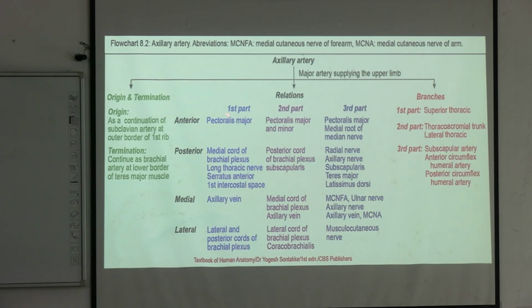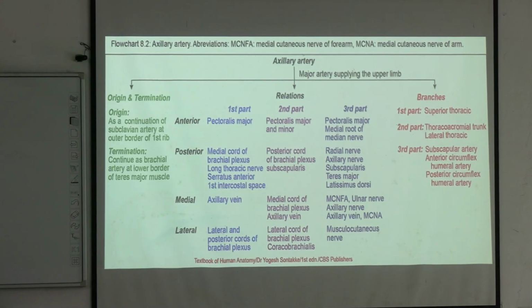And these are the relations. First part, anterior relation, pectoralis major, posterior is medial cord of brachial plexus, long thoracic nerve, serratus anterior, first intercostal space. Medial relation is axillary vein, lateral relation is lateral and posterior cords of brachial plexus. And second part relations are anterior relation is pectoralis major and minor, posterior relation is posterior cord of brachial plexus, subscapularis. Medial relation is medial cord of brachial plexus and axillary vein, and lateral relation is lateral cord of brachial plexus and coracobrachialis.